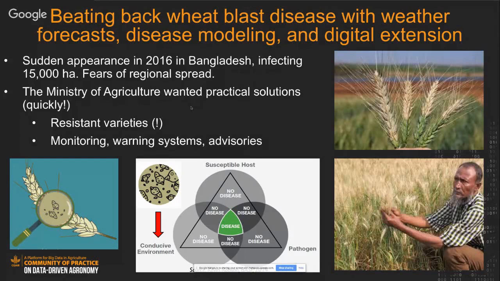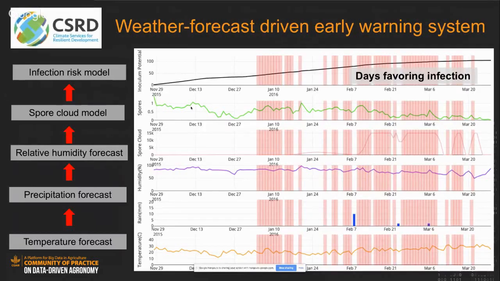and deploy advice and information to farmers rapidly and in terms of an emergency response. And to do this, we reached out through a project called the Climate Services for Resilient Development Project that is also USAID supported. And we reached out to colleagues in Brazil who had started to work on this disease in Brazil, where it had previously been a problem.